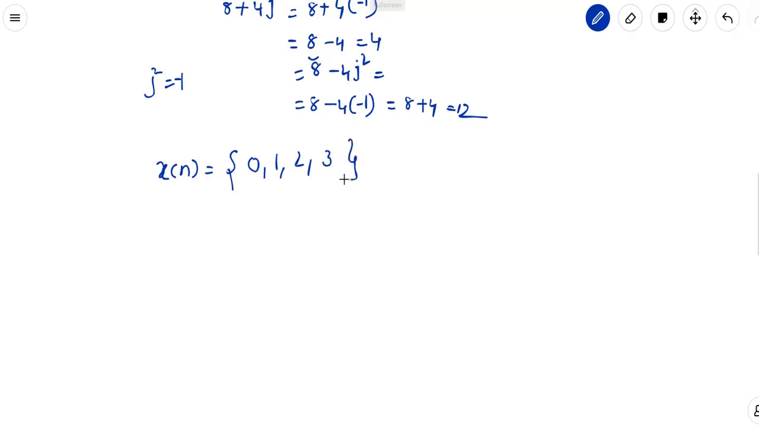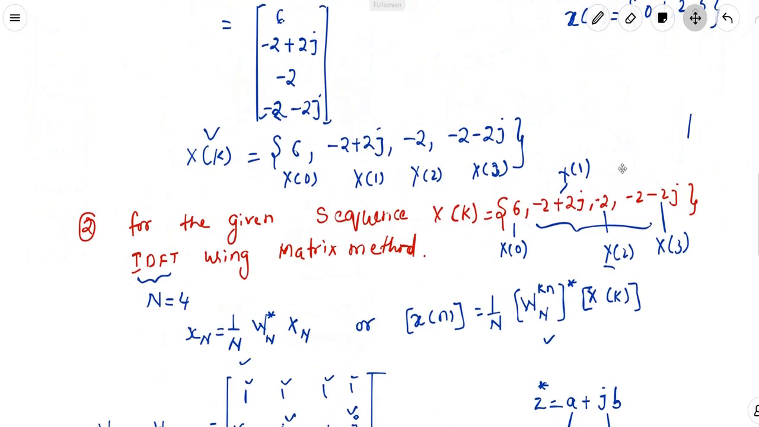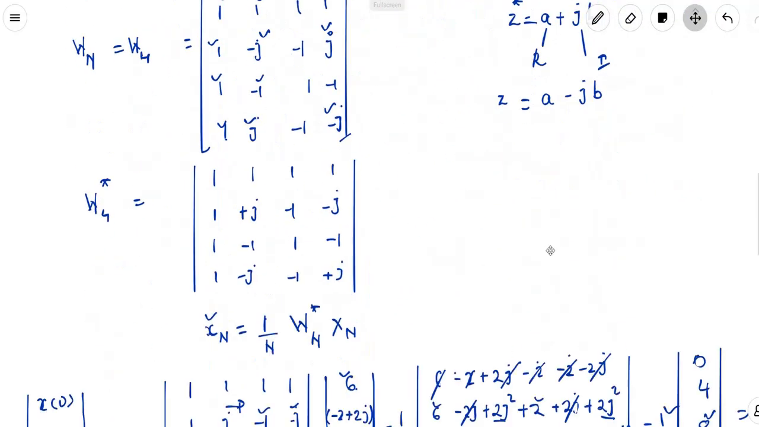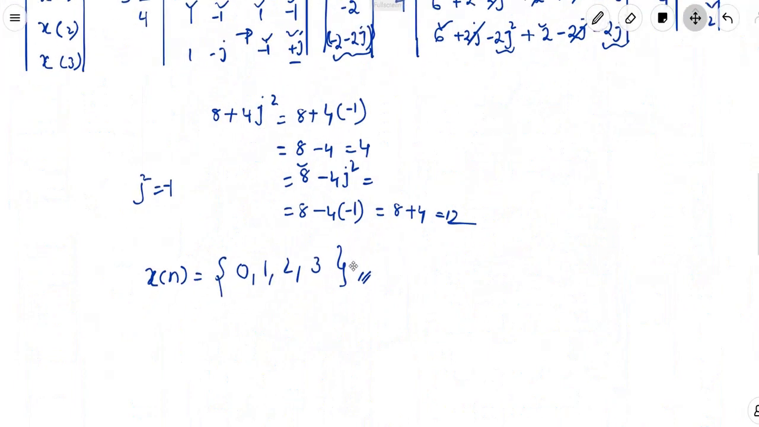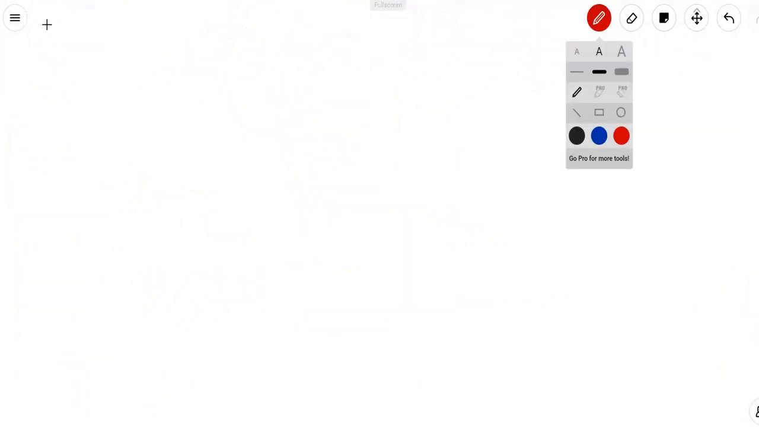Okay, so we started the first problem. We have taken the same sequence and we have calculated the DFT. We got these values, and for this same value we have taken IDFT. So what we have got, once we take the IDFT, we have to get the same values what we have started. So we are getting the same value. Okay, now we will do problem number 3.